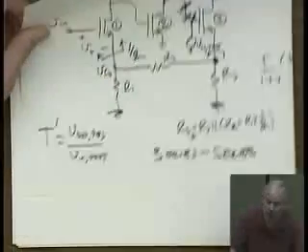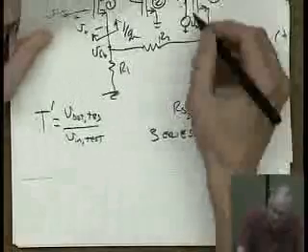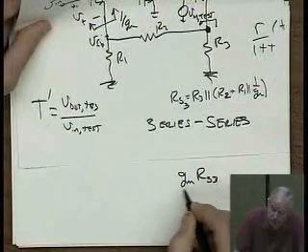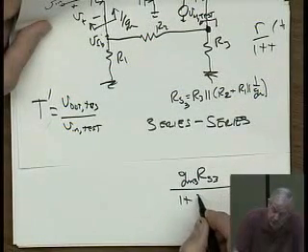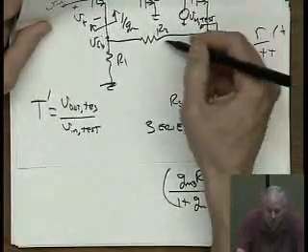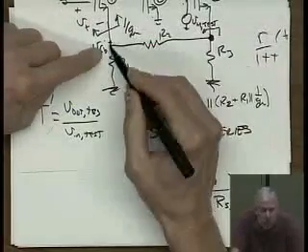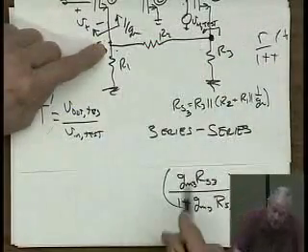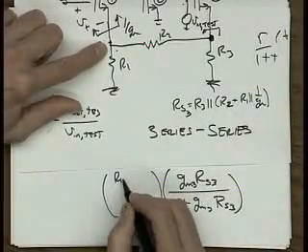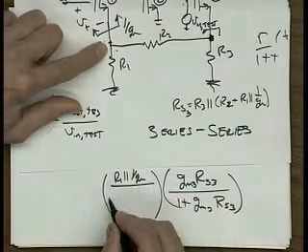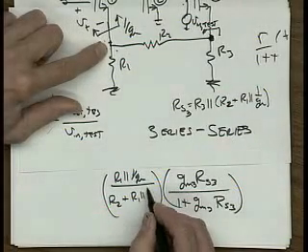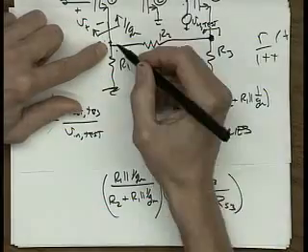2, 1. So we can say, okay, from here to here, the gain is GM3 R source 3 over 1 plus GM3 times R source 3. So that's the gain of this stage. Then we start here, and we got a voltage divider going on, right? So I go from here to here, I got to do a voltage divider. So that's going to be R1 in parallel with 1 over GM over R2 plus R1 in parallel with 1 over GM. That gets me the voltage to here.